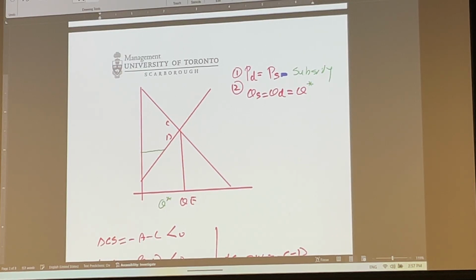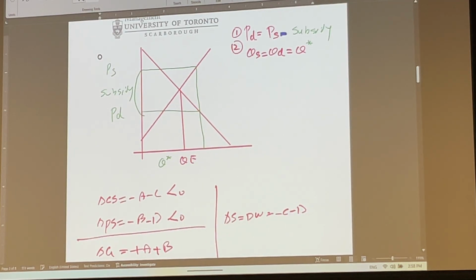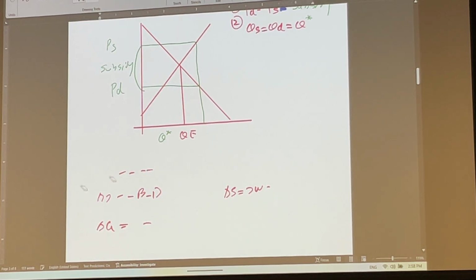So the equilibrium post-subsidy will be to the right. That is the post-subsidy equilibrium. That's what the consumer pays. That's what the producer gets. This is the subsidy. So in that case, what's the change in the consumer surplus?